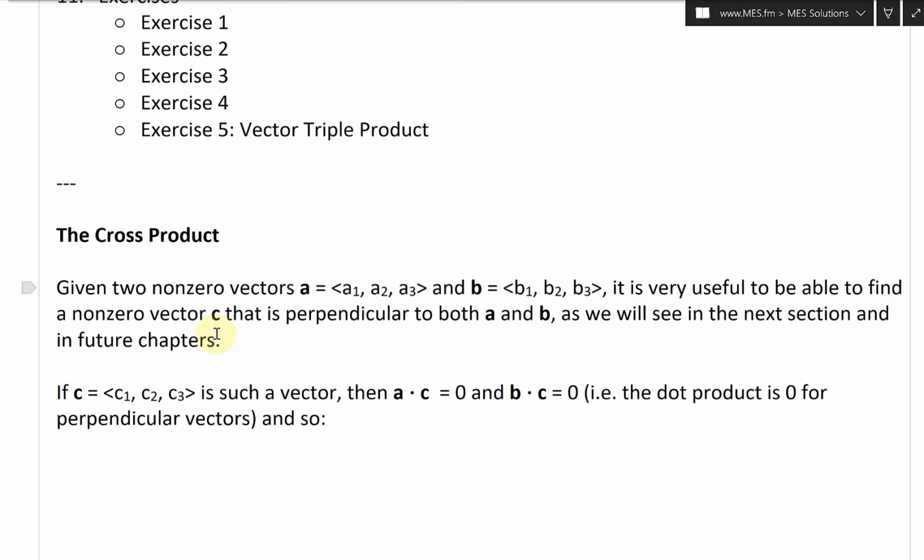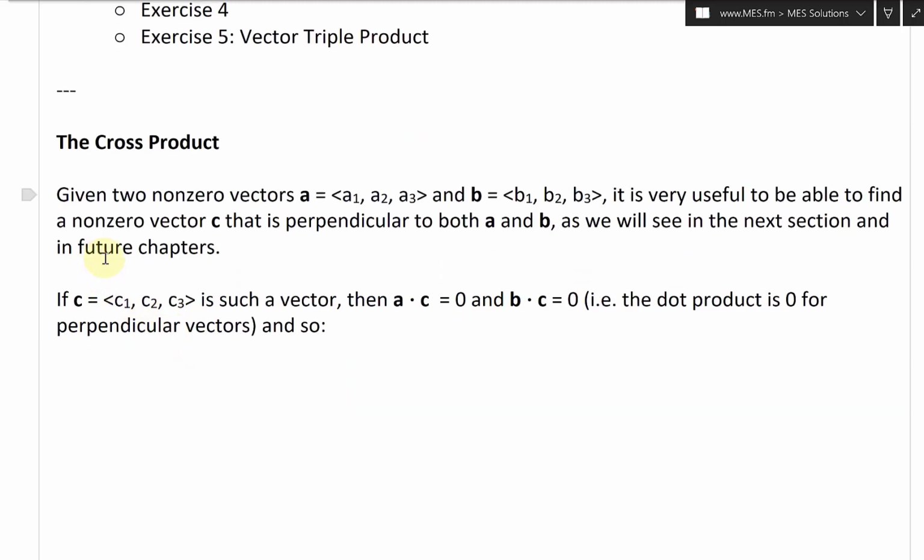All right, so the cross product: given two non-zero vectors, we'll call this one A, which has the terms A1, A2, and A3, and then the vector B, which has terms B1, B2, and B3. It is very useful to be able to find a non-zero vector C that is perpendicular to both A and B, as we will see in the next section and in future chapters.